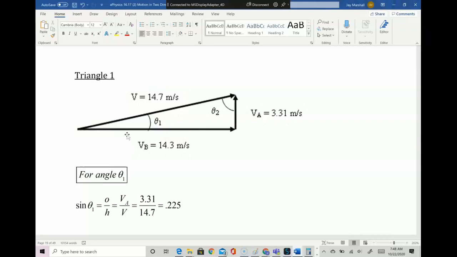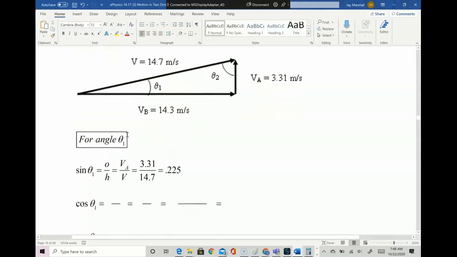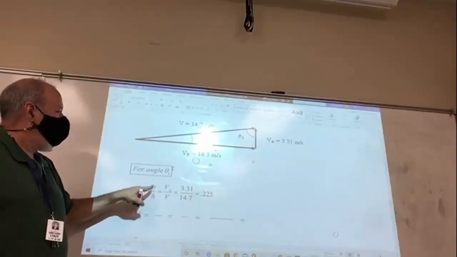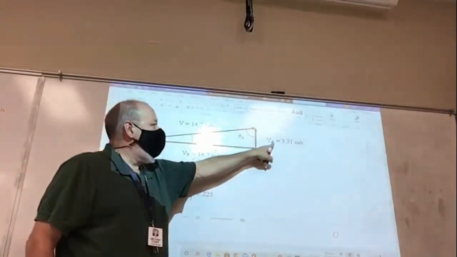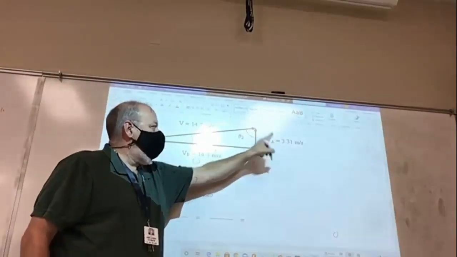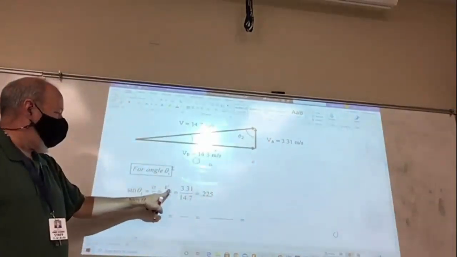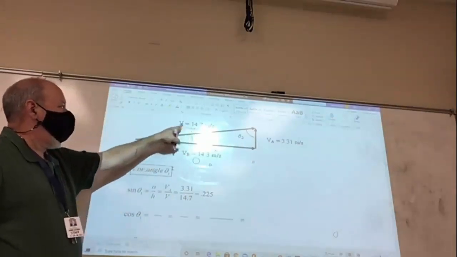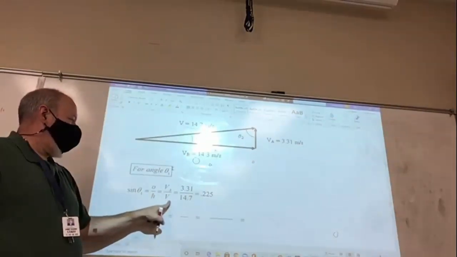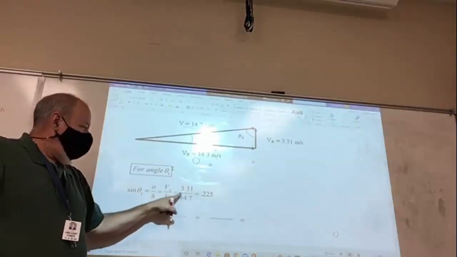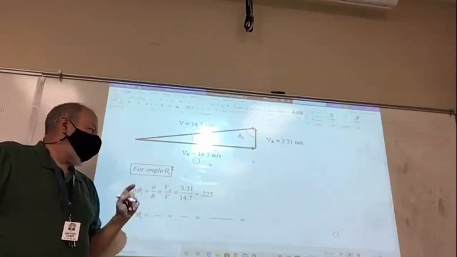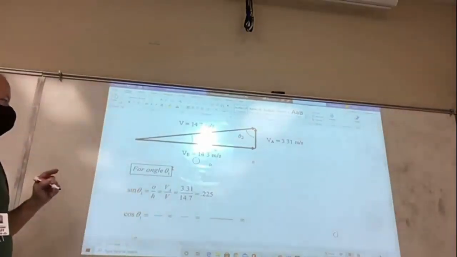So what I've done here for theta 1, that angle, the sine is the opposite over the hypotenuse, but oh, wait a minute, the opposite is VA, so I can substitute that in for the opposite, and oh, wait a minute, the hypotenuse is V, so I can substitute that in, and then I can substitute my numbers in for those, and then find out what the sine is.